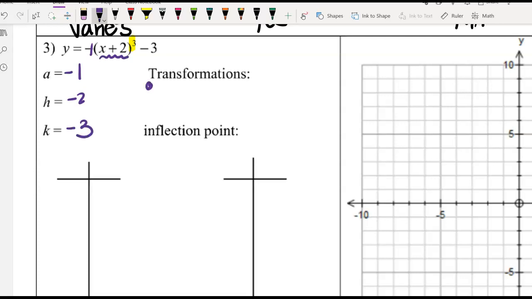With those three, we have 3 transformations, okay? So negative A is going to be a vertical reflection, so that will change all of your Y's.